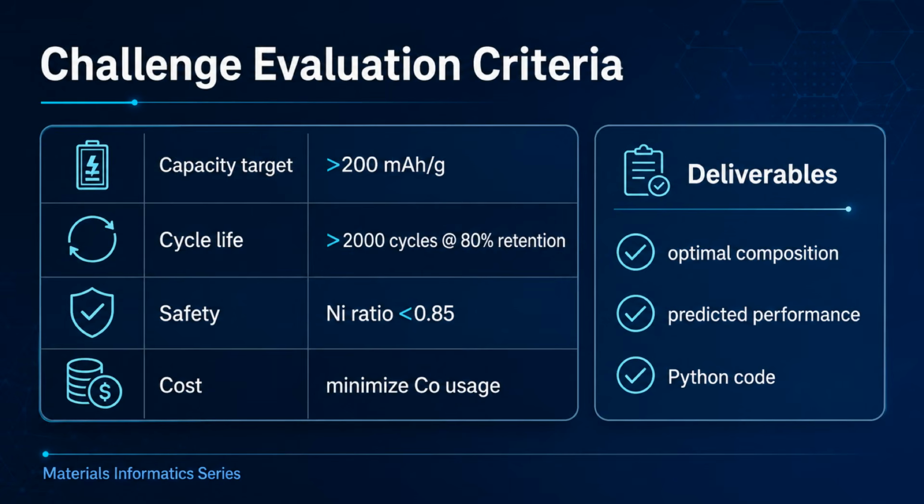Your solution will be evaluated on 4 criteria. Capacity should exceed a high threshold. Cycle life should reach several thousand cycles at 80% retention. For safety, nickel ratio must stay below the thermal stability limit. For cost, minimize cobalt usage. Submit your optimal composition, predicted performance metrics, and the complete Python code. This project integrates all the techniques from this chapter into a realistic material design workflow.